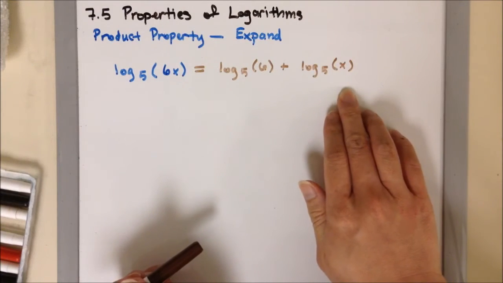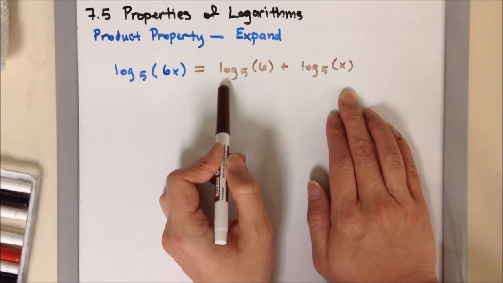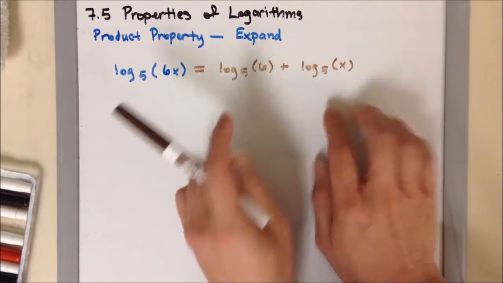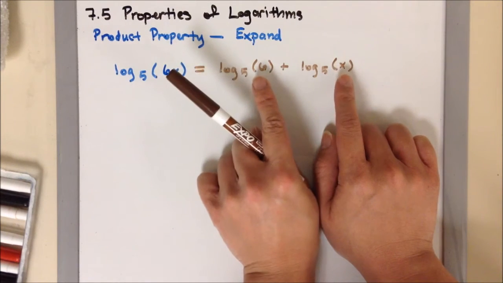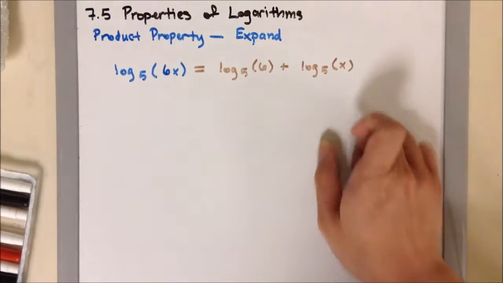This is my expanded form for log base 5 of 6x. So you just write it as log base 5 of 6 and then plus log base 5 of x. Again, make sure your bases are the same. Make sure your numbers and your variables are in the right order according to what you have.